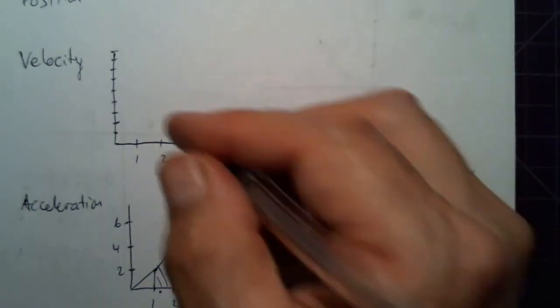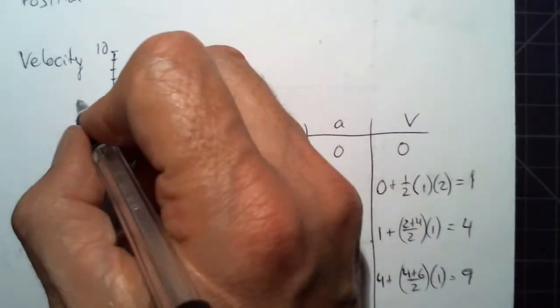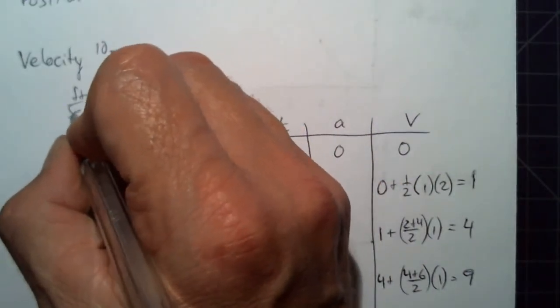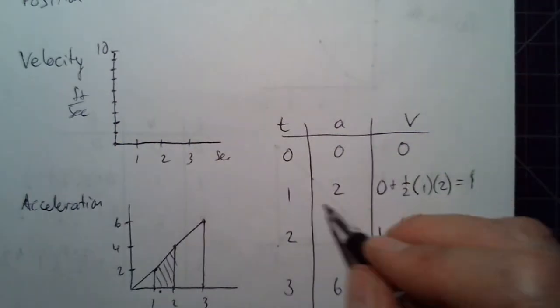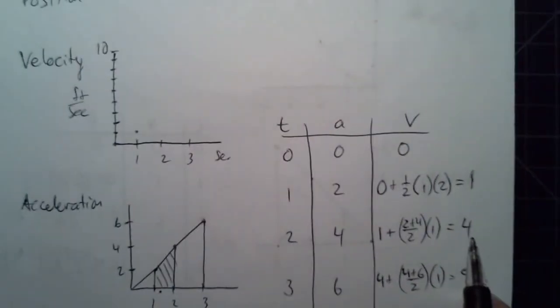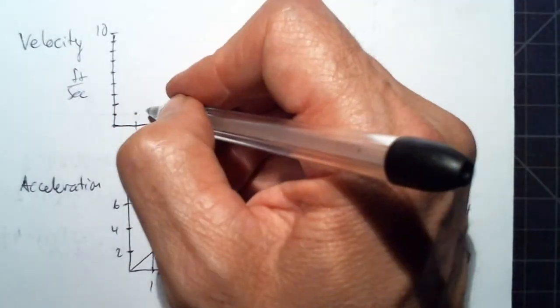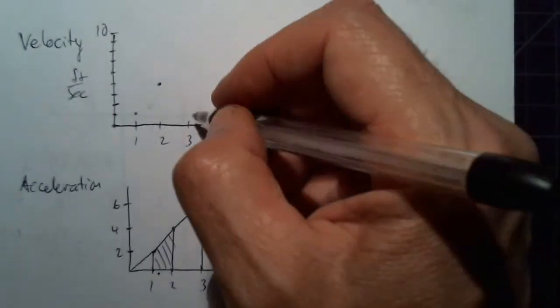So we know at, and that goes up to 10, this is seconds, and that is feet per second. At 0, we go to 0. 1 goes to 1. 2 goes to 4. And 3 goes to 9.